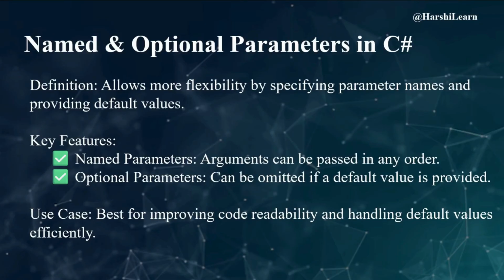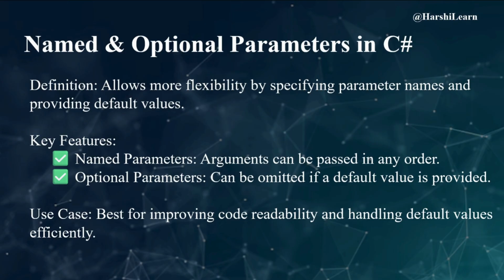Let's talk about named and optional parameters in C#. This makes our method calls more flexible and easier to read. First, named parameters let us specify which argument is for which parameter. So we don't have to follow the exact order. This is super useful when a method has many parameters and we only need to set a few specific ones. Okay, and then we have optional parameters which allow us to set default values for parameters. So if we don't provide a value, the method just uses the default one. So this helps us avoid writing extra overloaded methods.